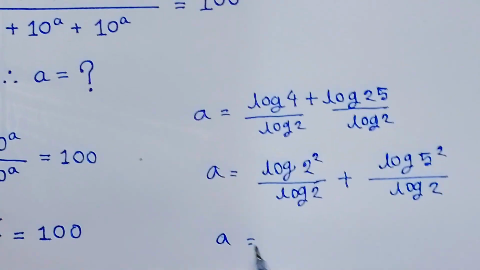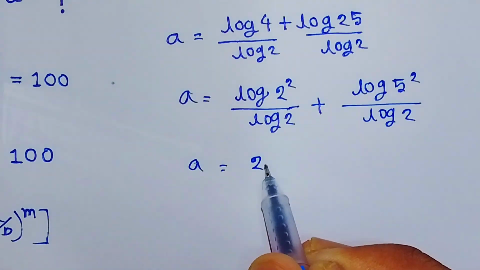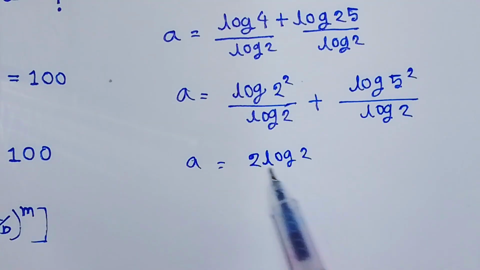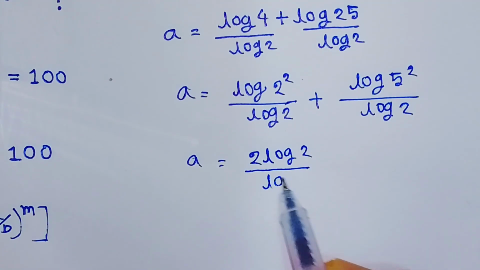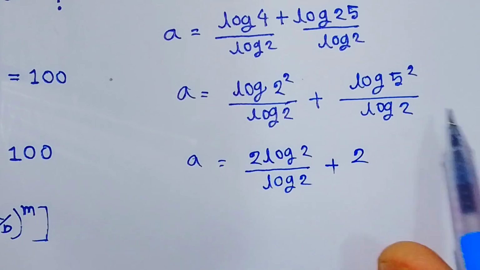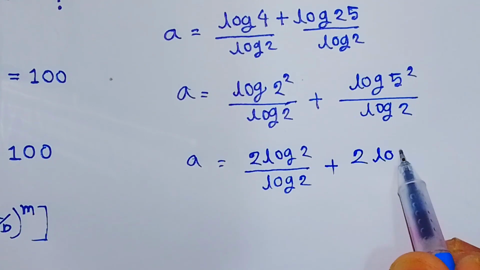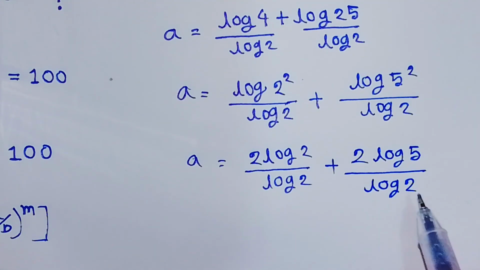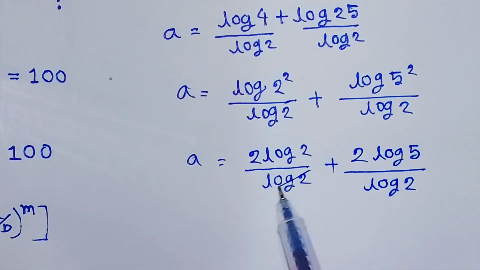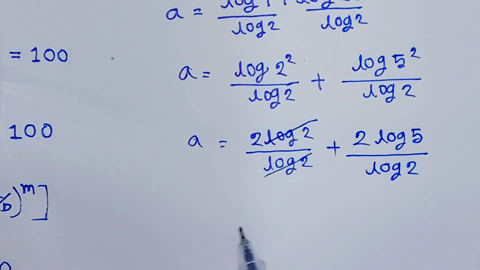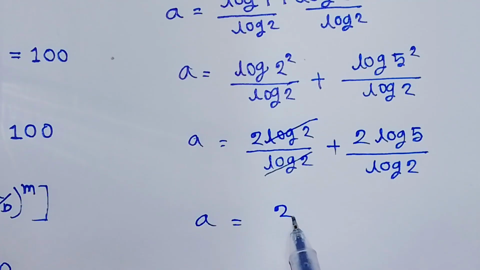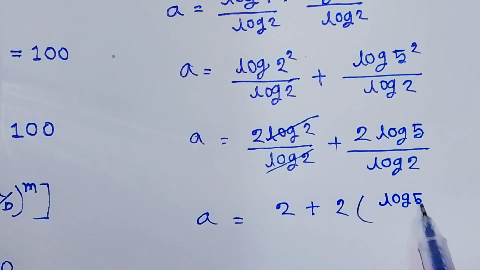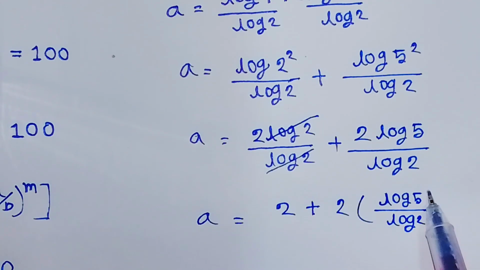Then we'll get a equals 2 log 2, this 2 will come in front, and this 2 is the base. Then we'll get log 2 plus 2 log 5, divided by log 2. So from here this log 2 and this log 2 will be cancelled out. Then we'll get a equals 2 plus 2 times log 5 divided by log 2.